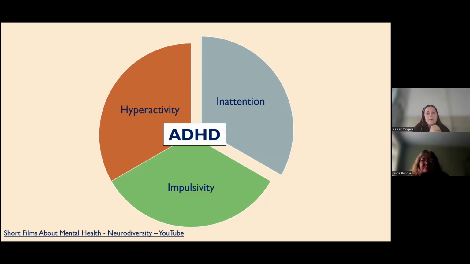And then finally, impulsivity, that can look like different things as well. It could be speaking before thinking, so interrupting conversations, difficulty waiting your turn, or risky behavior, which shows a lack of sense of danger. So it might be running across the road or climbing things that are too high.